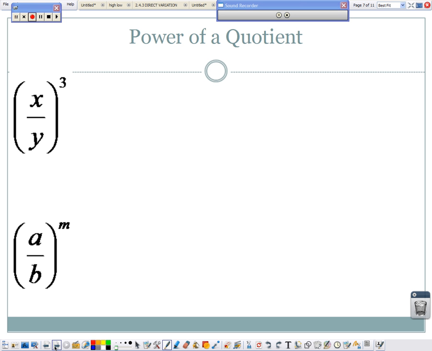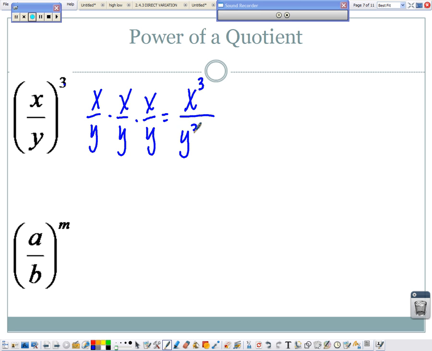Actually, the next rule. This one's called a power of a quotient, and all this one means is, remember, this power means I got to do x over y times x over y times x over y. And if you remember from the previous video, whenever I'm multiplying x times x times x gives me x to the third. Y times y times y gives me y to the third.